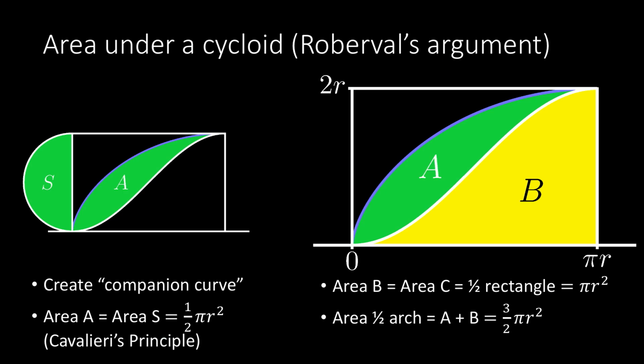A is half pi r squared. B is pi r squared. Add them together, you get 1.5 pi r squared. And that's half the answer we want, because we want the whole arch. We know half of it is 1.5, so all of it is going to be 3 pi r squared. Hooray! So that's what Roberval did. And I really like that little argument.